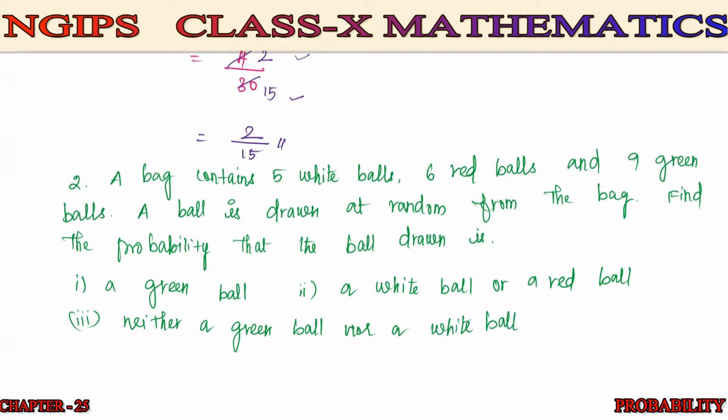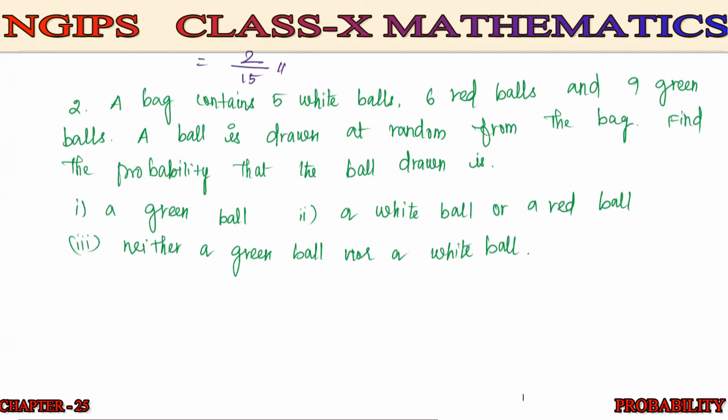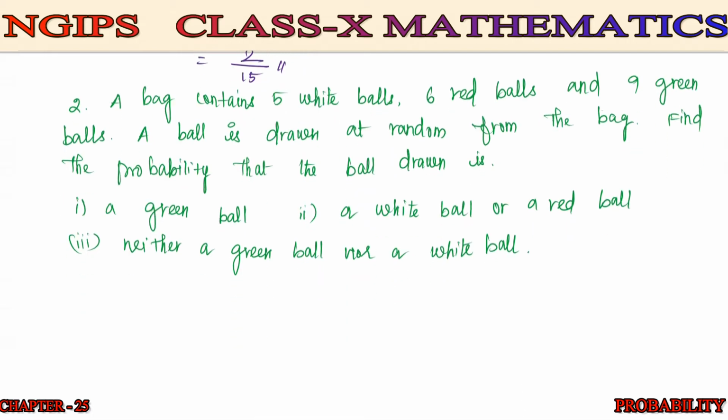Okay. Now here we need to find the probability of a green ball, the probability of a white ball or red ball, and neither a green ball nor a white ball. In this, it is very important to look at this "or". When it is "or", you have to combine, that is, add the white balls, which are 5, and the red balls, which are 6.